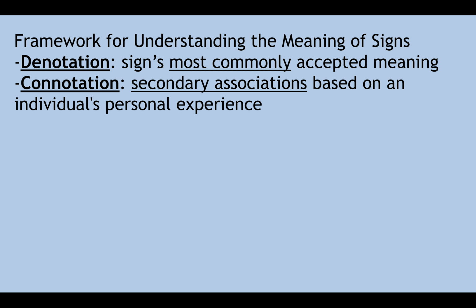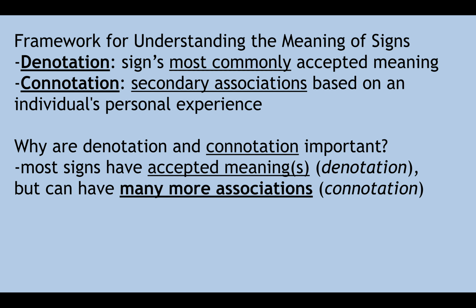There are two forms of understanding. One is denotation, which is probably the most straightforward. Connotation is a little bit more complicated. A denotation is the sign's most commonly accepted meaning. What would just a regular person without any political agenda, just looking at it, think it means? And then the connotation is secondary associations based on an individual's personal experiences. So if you like the idea of objective and subjective, the first one, denotation, is more objective, and connotation is more subjective. What does a particular person associate with the sign?